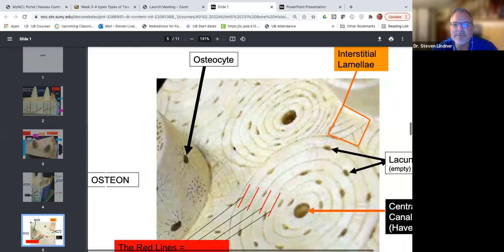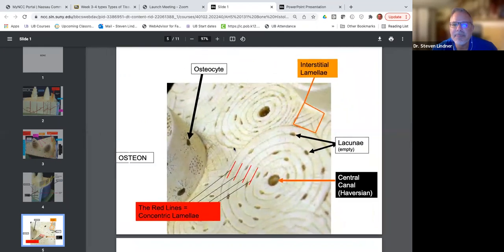So in a close-up view here, in the center, that's the Haversian canal or central canal. Each of these red lines here represents one of those lamellae that go all the way around. So those are concentric lamellae. What's between the two osteons are interstitial lamellae. Those are remnants of older osteons that were broken down.